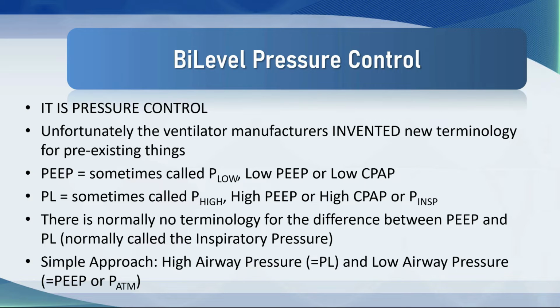A simple approach that I'm going to use here is that I'm going to call the pressure limit the high airway pressure, and I'm going to call the PEEP or atmospheric pressure the low airway pressure. And it's important to understand that there are times when you will use this ventilator mode where you're not going to use PEEP. So we're going to call it high airway pressure, which is the pressure limit, low airway pressure, normally the PEEP.